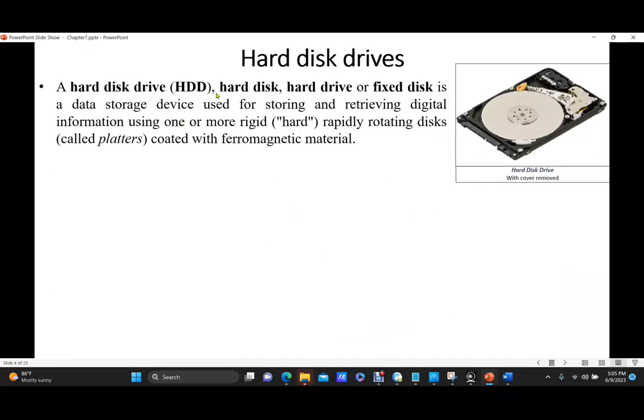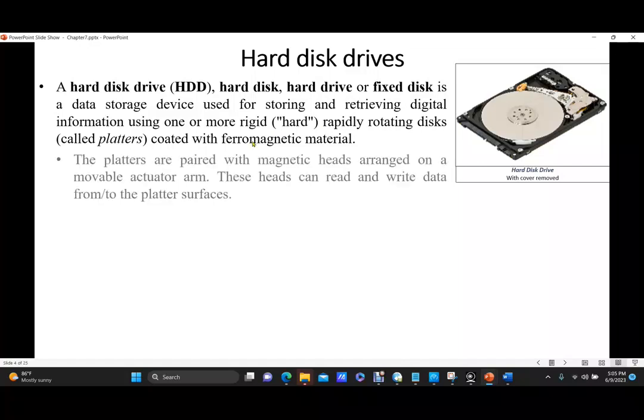Hard disk drives, HDD, fixed disk, is a data storage device used for storing and retrieving digital information using rigid or hard, rapidly rotating disks, platters, coated with ferromagnetic material. The platters are paired with magnetic heads, read-write heads, arranged on a movable actuator arm. The heads can read and write data from or to the platter surfaces.